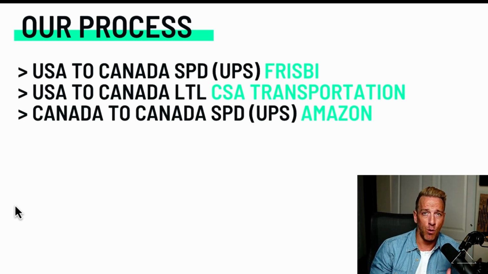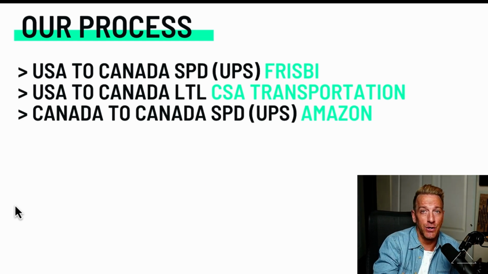So we basically get quotes from them. We say, hey, here are the box dimensions. We're sending this many boxes into Canada. Here's where it's going in Canada. We need a quote from our address here in, say, our 3PL in California. They quote it out, they work it out, they manage all the logistics of that booking, and then they get back to us with the price. So Frisbee is a partner that we use for our individual SPD shipments from the US to Canada.